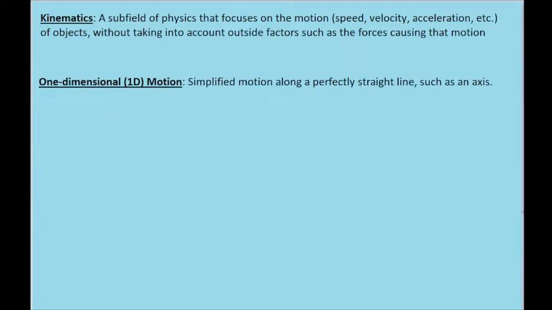We'll make things more complicated later, but to keep it really simple for now, we'll just be talking about motion along a straight line, or one-dimensional motion. It's called that because it means we're only focusing on objects moving along one single axis.